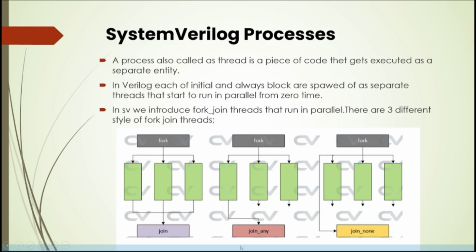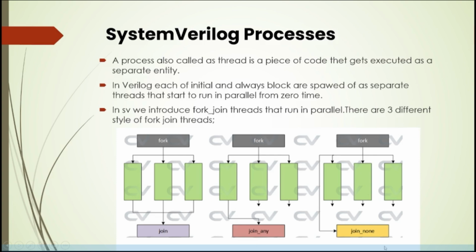And if outside the fork join any there are any other codes that need to be run, they will be run parallelly along with the fork join any process. But in case of fork join, that is not the case, because until all the threads are completed, the codes outside the fork join block will not be executed. In fork join any, if at least one thread is completed, all the codes outside it will also run parallelly, right?